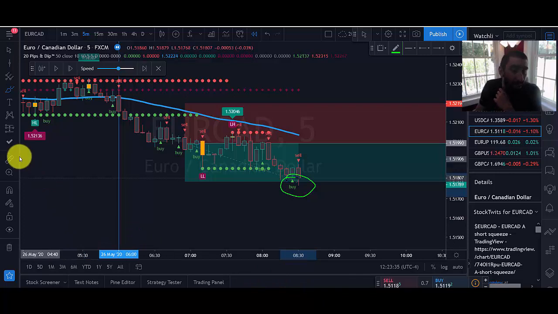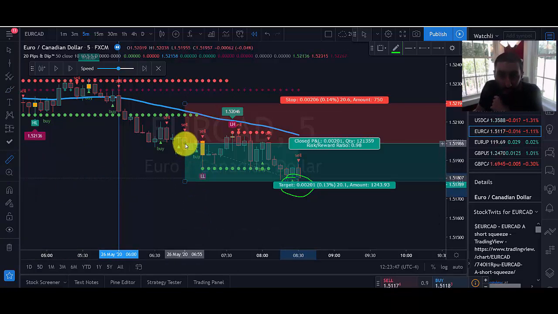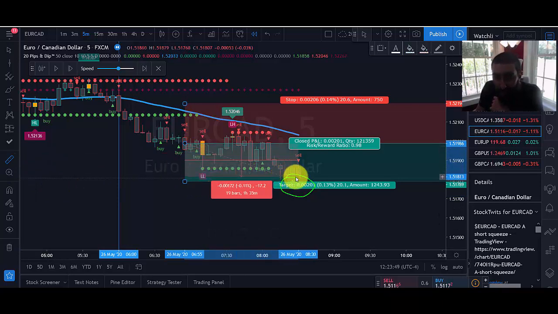Now this is really cool. Very, very effective, guys. All right, very simple principles that you have to follow. So out of curiosity, let's get our little measuring tool. We entered around here, and we smashed to about close to 20 pips in profit. And so this trade took about 1 hour and 35 minutes, right?